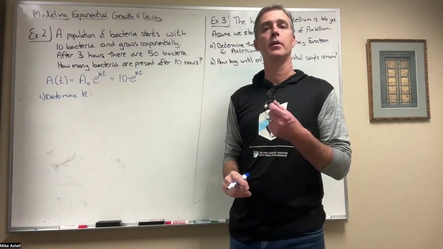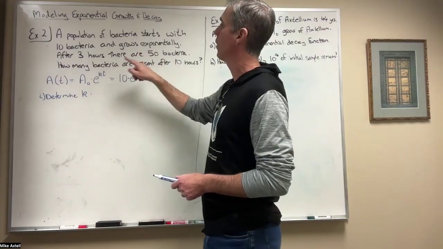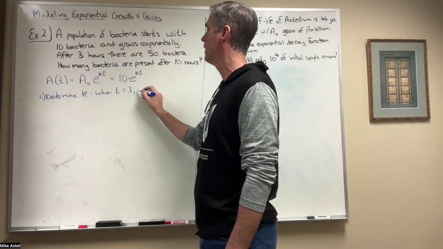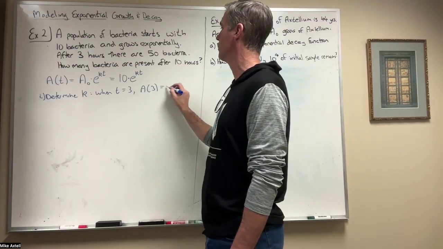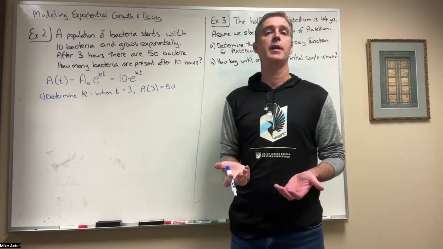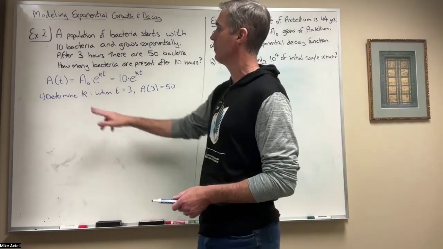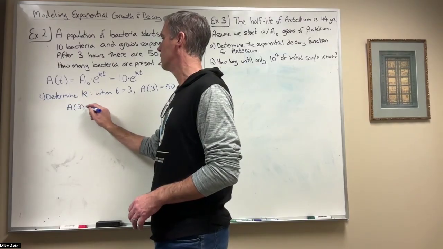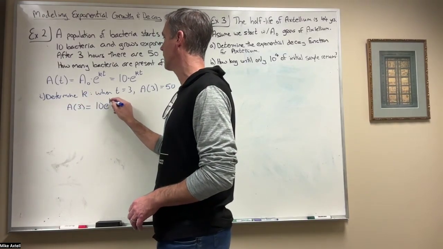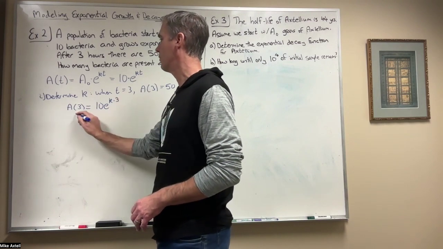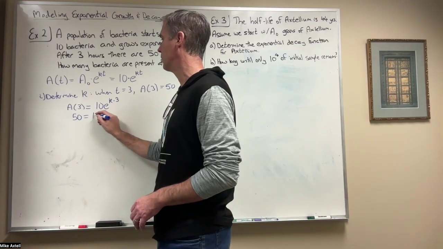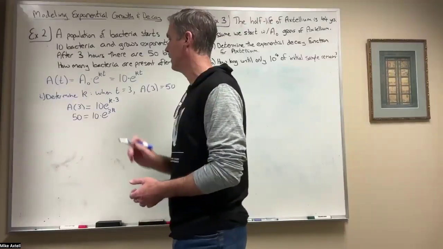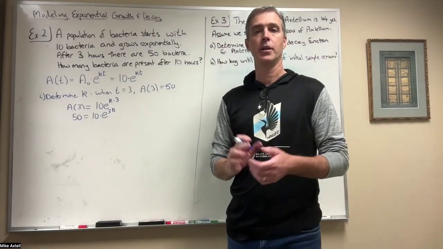To do this, I've been given another data point. I have been told when t equals 3, A of 3, the output, is equal to 50. So I'm going to use this data point to solve for k. A of 3 is equal to 10 times e to the k times 3, and A of 3 is 50. So 50 equals 10 times e to the 3k. I'd like to solve for k.